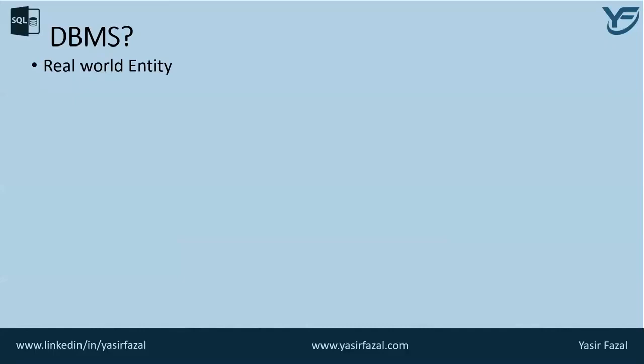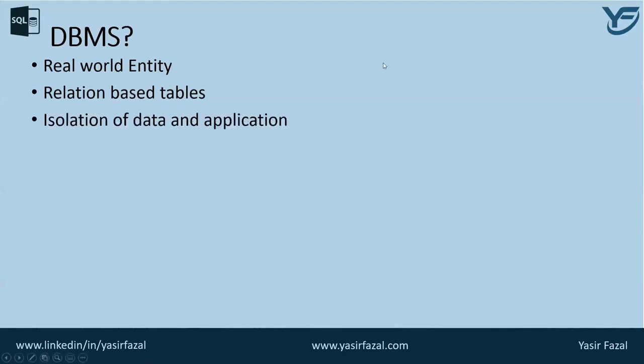Next comes relation-based tables. It means the DBMS allows entities and relations among them to form tables. So a user can understand the architecture of a database just by looking at the table names and get an overview of the database. Next one is isolation of data and its applications.